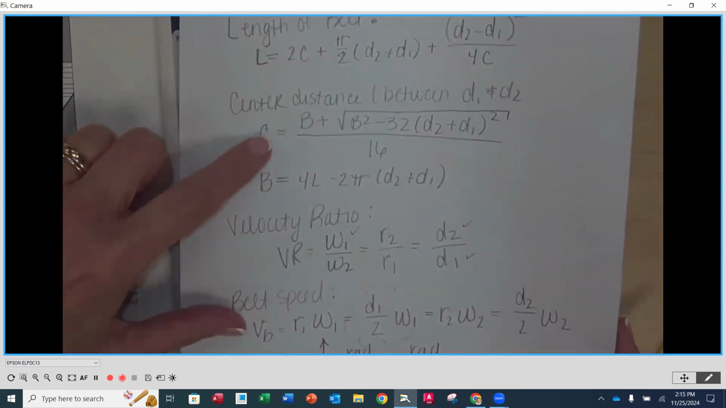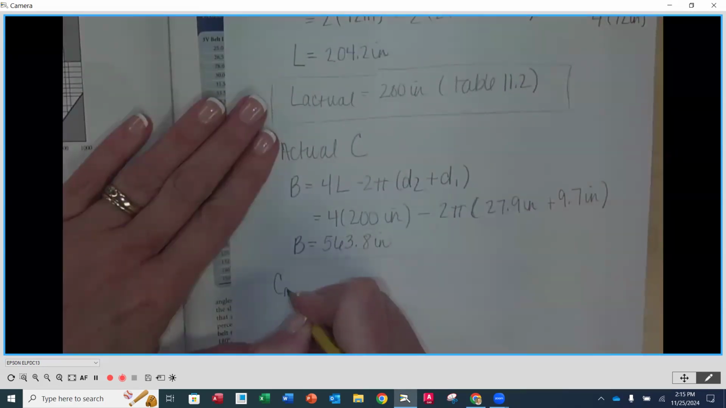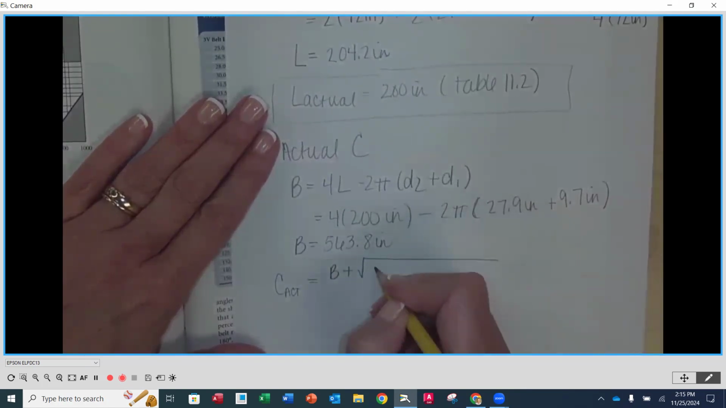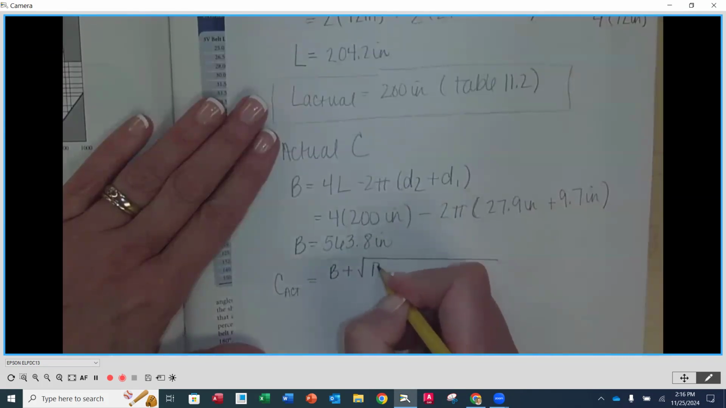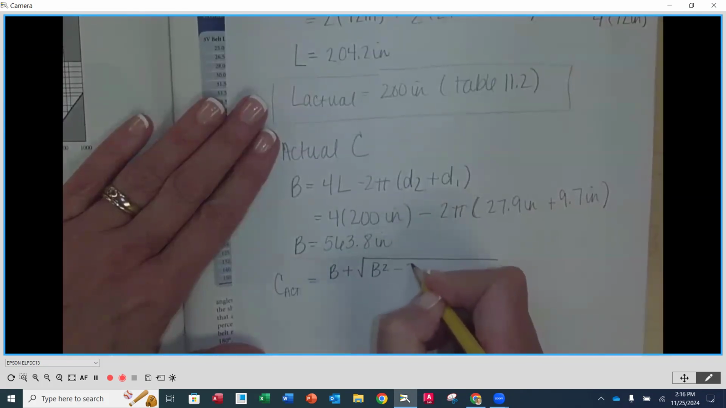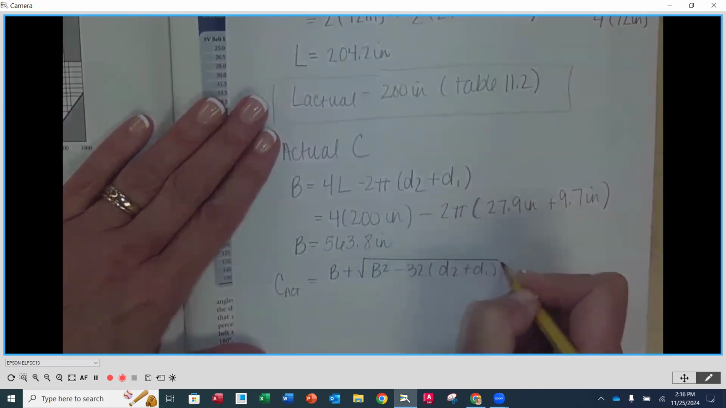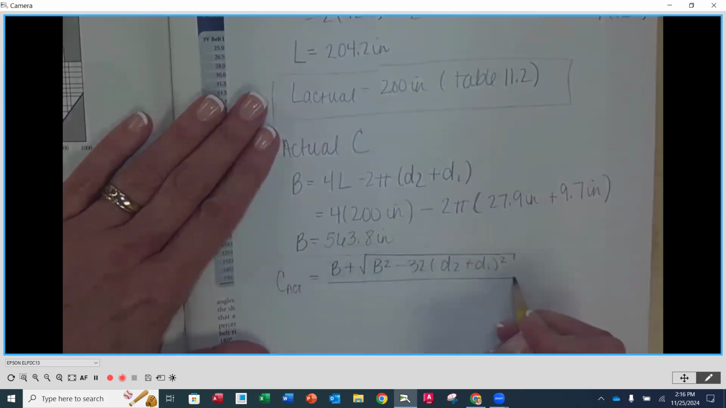Okay, so this B value then, we are going to use in the actual center distance equation right here. Okay. So now we're going to calculate the actual, I'm going to put ACT underneath here. It's going to be equal to our B value plus the square root of, and you can kind of see why they did it in two stages here, because otherwise this would be kind of a crazy equation. B squared minus 32 times D2 plus D1 squared underneath the radical there, divided by 16.